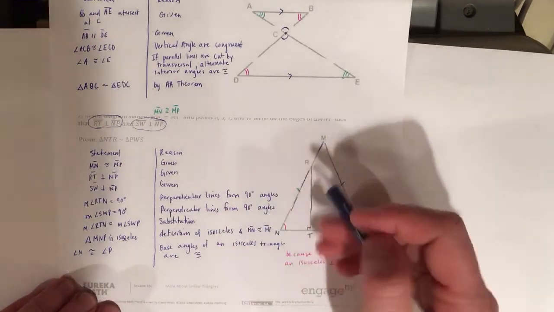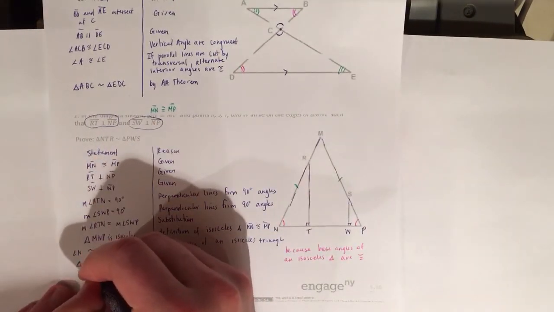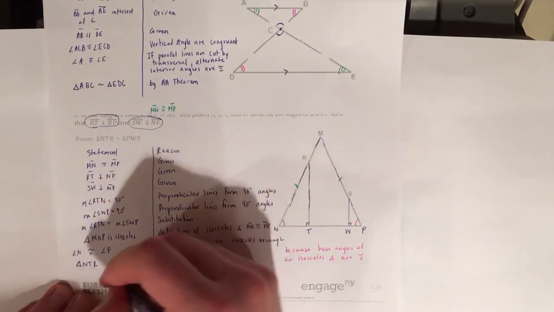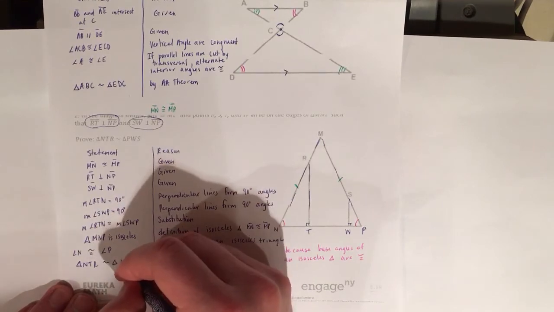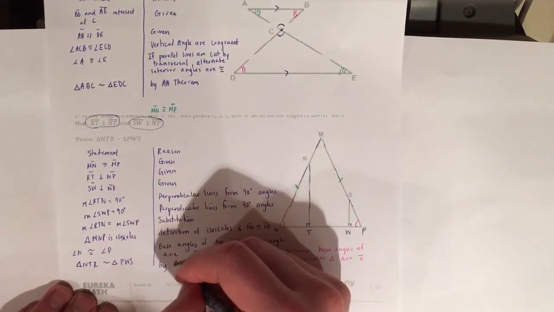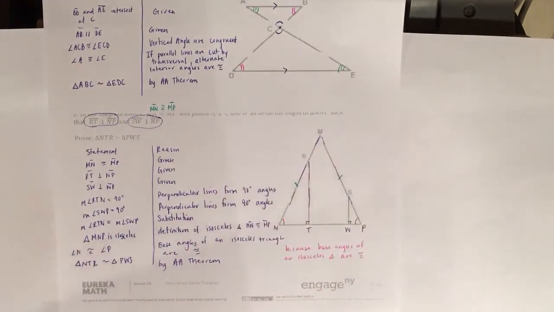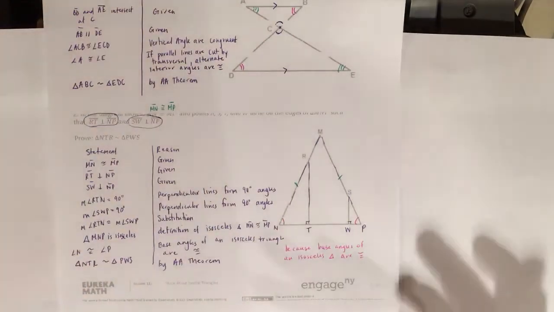All right, so we've got two angles congruent, so now we have similar triangles. So triangle NTR is similar to triangle PWS by angle-angle theorem. You've proven that these two triangles are similar.